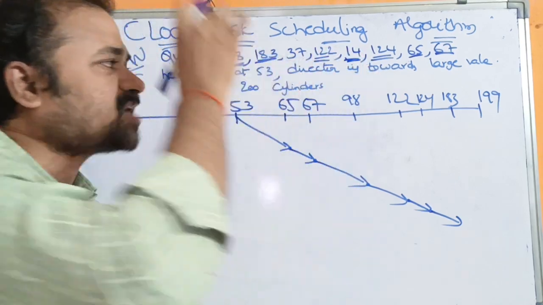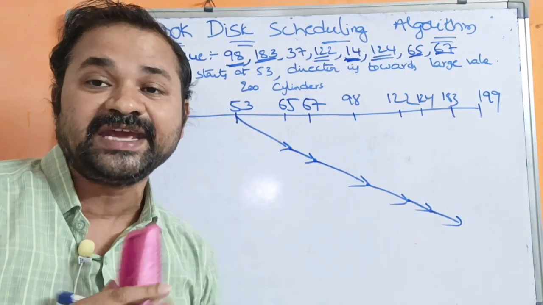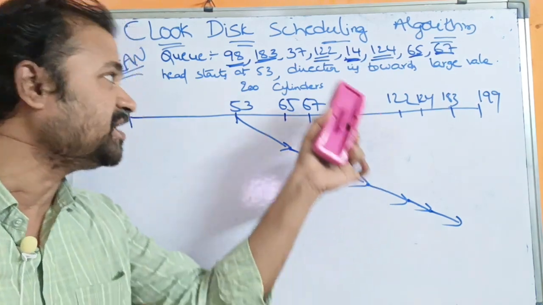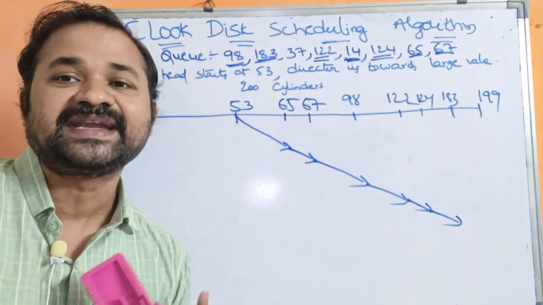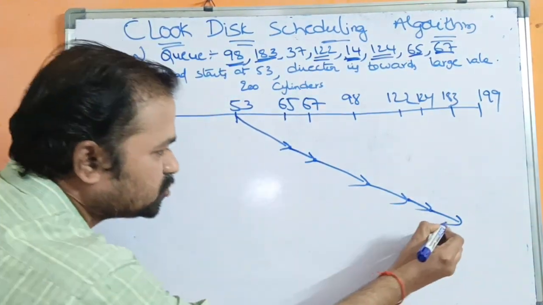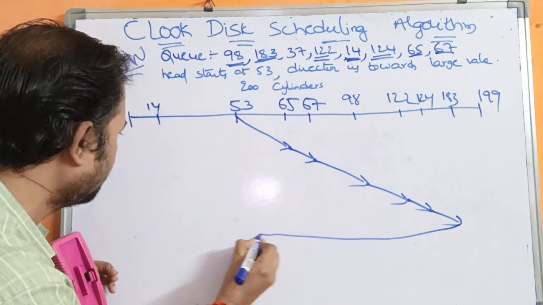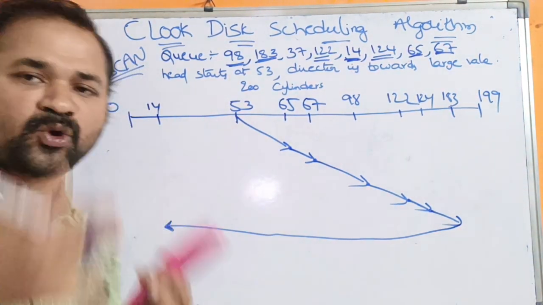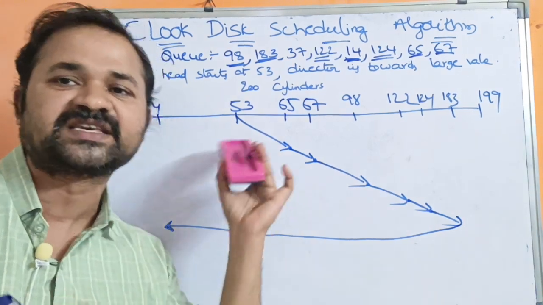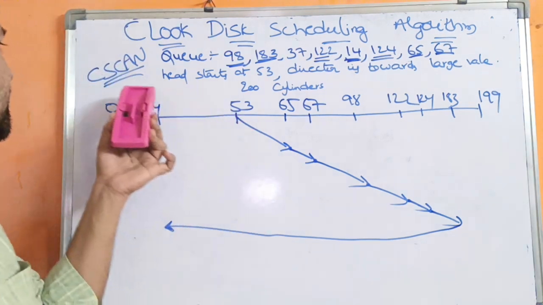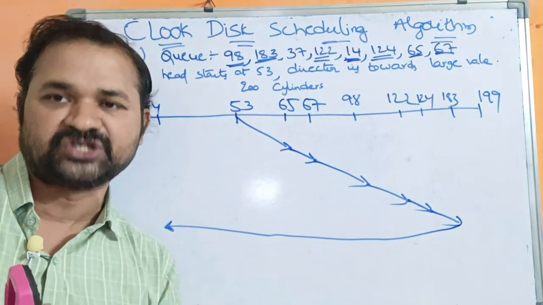What is the starting cylinder request here? 14. So there is no need to go back to 0. Here we go back to the starting cylinder request. Let request 14 be at this location. So now we come back to 14, and we service the cylinder 14 request.